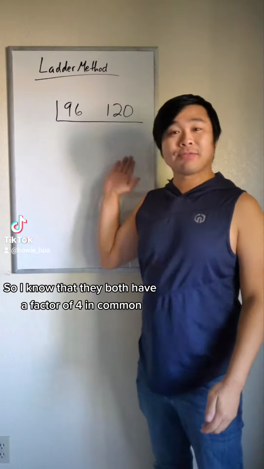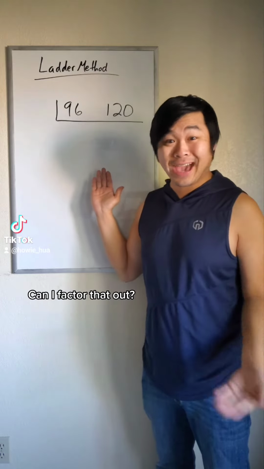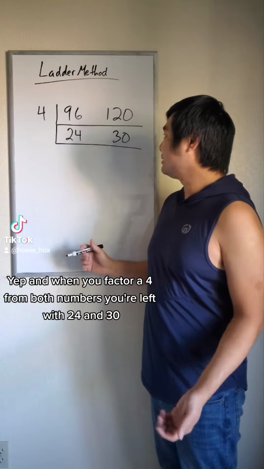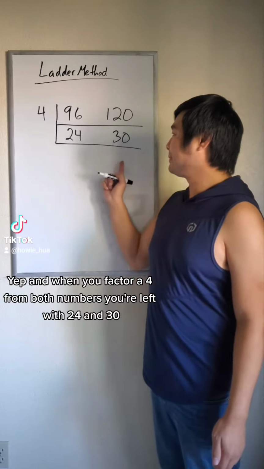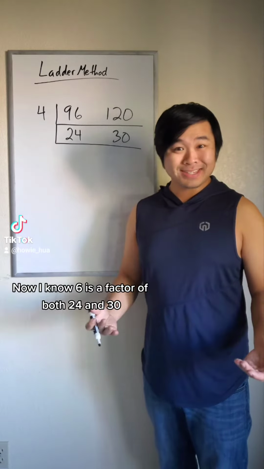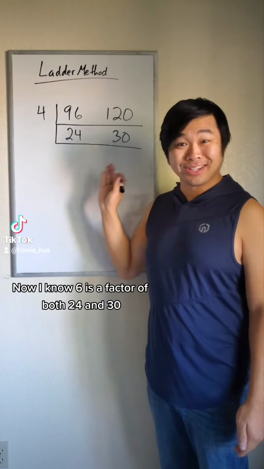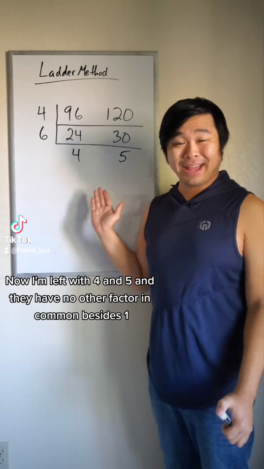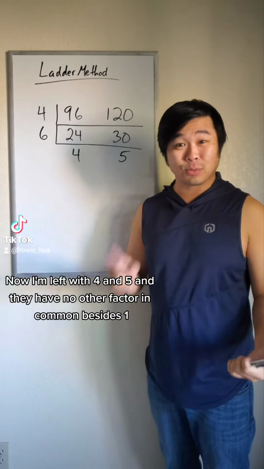So, I know that they both have a factor of 4 in common. Can I factor that out? Yep, and when you factor a 4 from both numbers, you're left with 24 and 30. Now, I know 6 is a factor of both 24 and 30, so I'm going to factor 6 out. Now I'm left with 4 and 5, and they have no other factor in common besides 1.